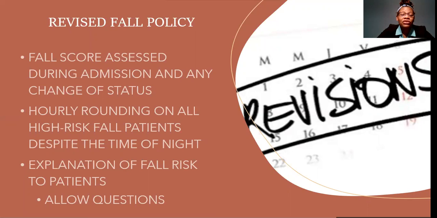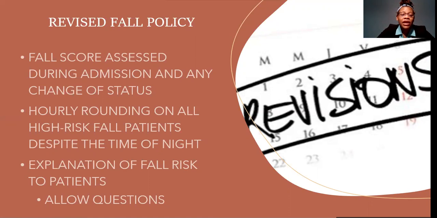With hourly rounding, I also enforce checking of bed alarms, ensuring that they're on and in working order. Doors will also remain open at all times for all patients of high risk, unless they refuse, and of course that refusal should be thoroughly documented.